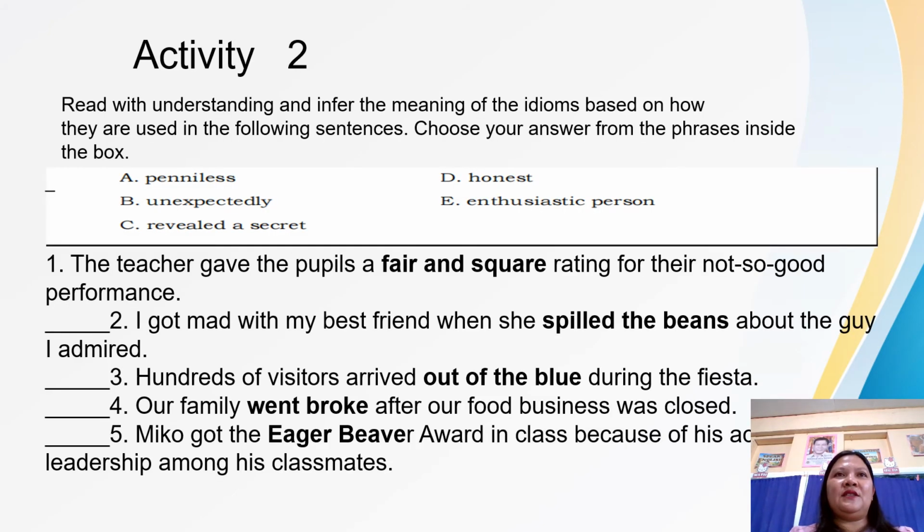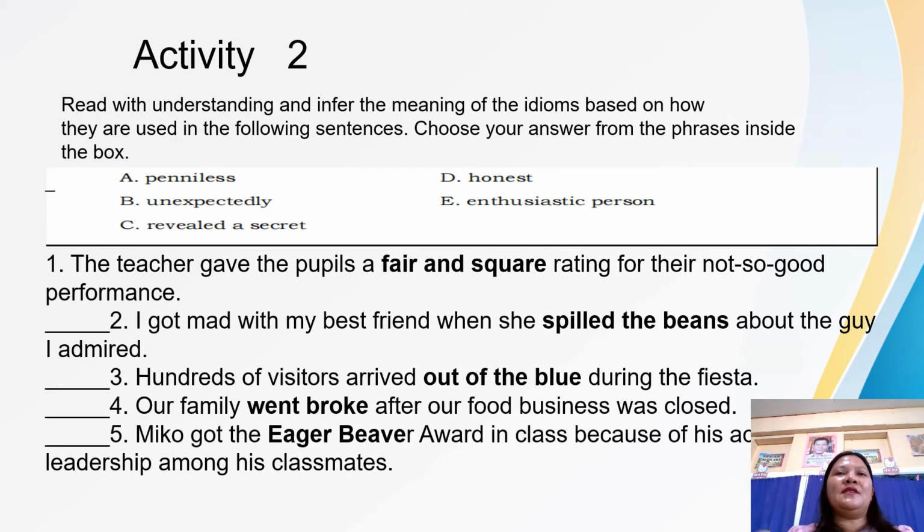Since you learned a lot from our lesson, let's move on to page 14 in your module, What I Can Do. I believe you can do it. Remember, we will check your answer immediately. Activity 2.